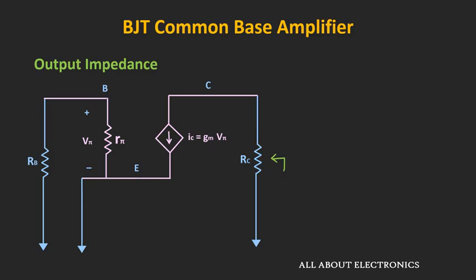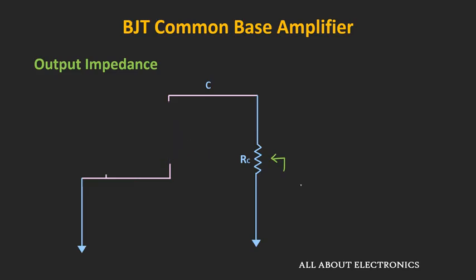Also, if you see over here, this series connection of R pi and RB is also connected in parallel to the input voltage source. That means once the input signal gets short circuited, then these two resistors will also get short circuited. And with that, the voltage V pi will also become 0. That means this dependent current source will also act as an open circuit. That means now, if we see the Thevenin's equivalent resistance from the output side, then it is equal to RC, or we can say that the output impedance is equal to RC.